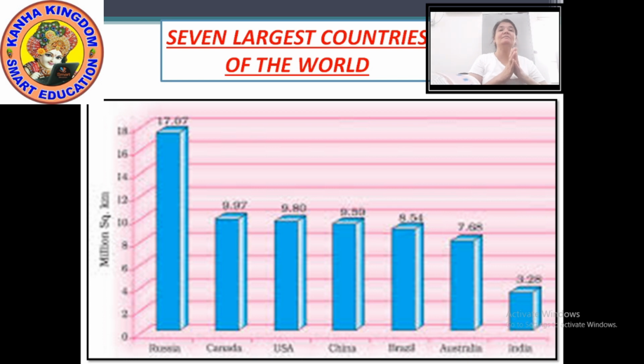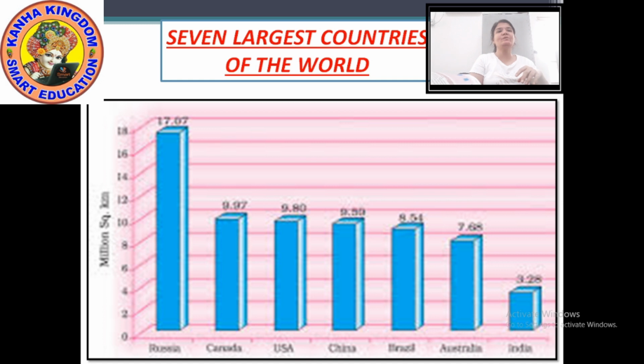8.54 million square kilometers is Brazil, 7.68 million square kilometers is Australia, and 3.28 million square kilometers is India. So these are the 7 largest countries of the world.